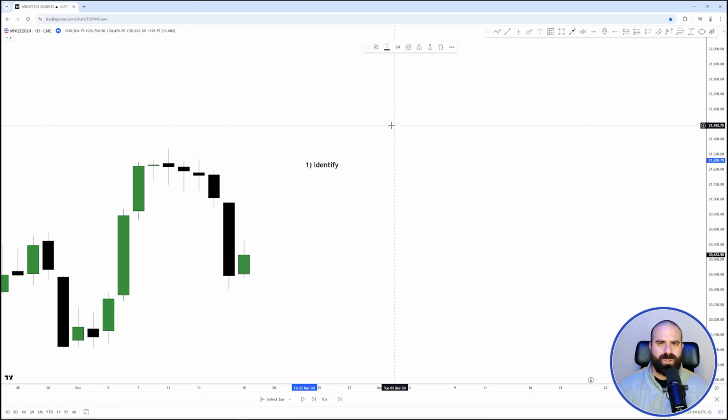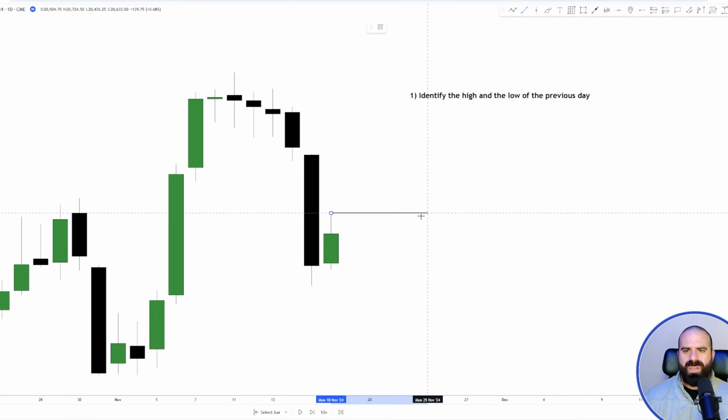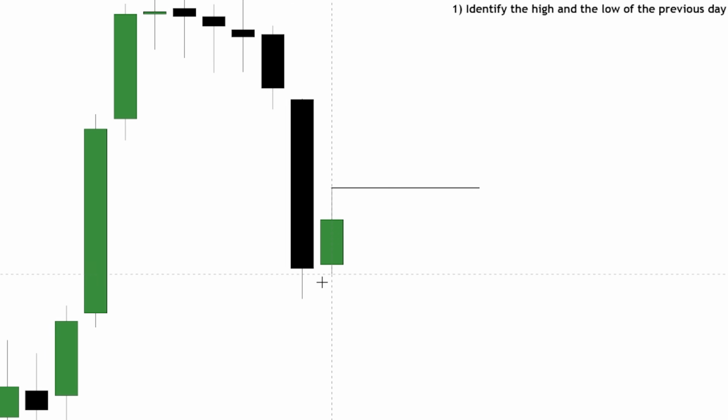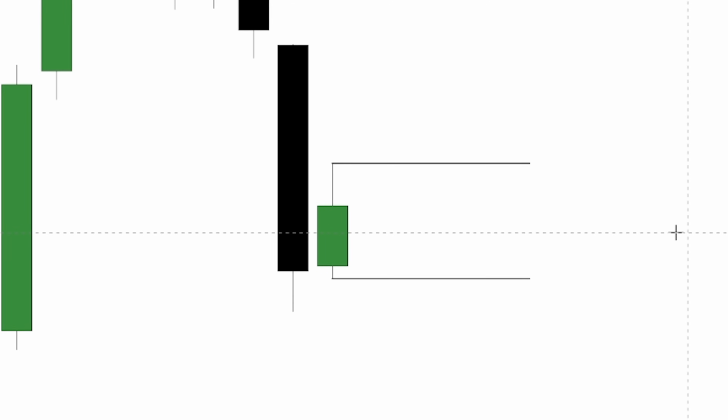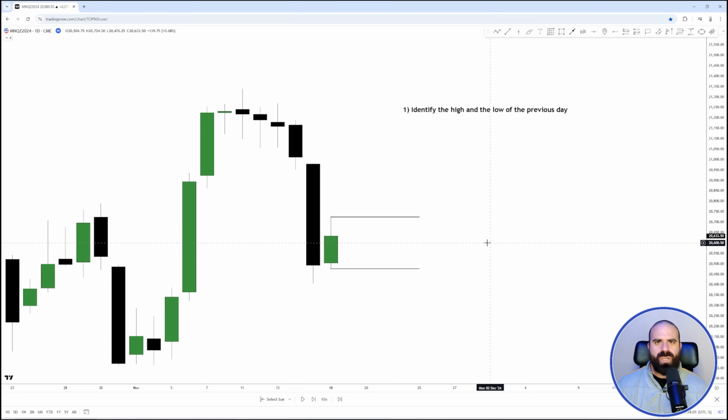So first of all, what you need to do is to identify the high and the low of the previous day. Simple as that, guys. Okay, in this occasion right here, this would be our highest point and this would be the lowest point of the previous day. So step 1 has already been done.